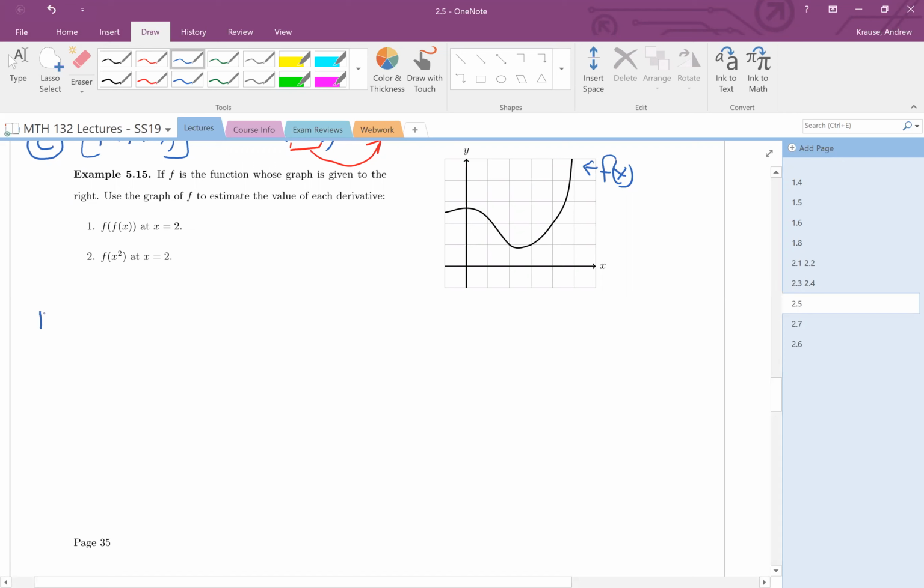Alrighty, so let's take a look at number 1 here. We're trying to find the derivative of f of x at x equals 2. So again, we're going to just apply the chain rule right away.